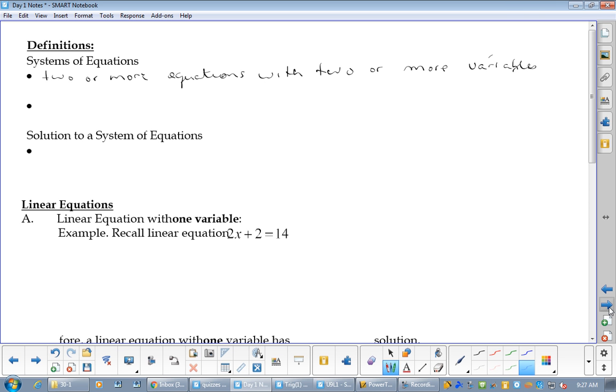And like I was saying before, usually the number of variables is equal to the number of equations.